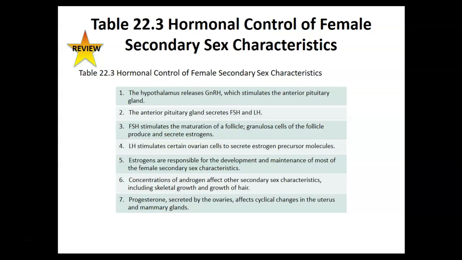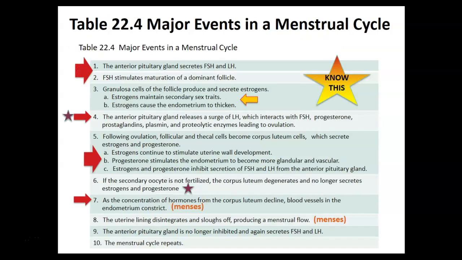FSH is going to be really important for follicle maturation, allowing those granulosa cells to form and function correctly. And LH is really, really important in estrogen production. Estrogen is important for maintenance of secondary sex characteristics, and functions surrounding the egg. And progesterone, on the other hand, is going to be really important for regulation of the entire cycle as a whole and breast development during pregnancy.